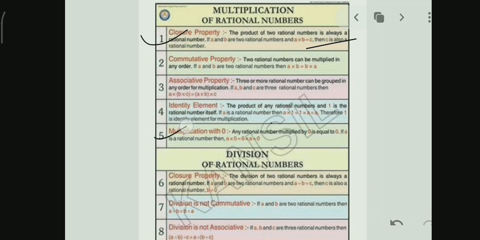And next, the fifth property. Multiplication with 0. So what is that? If you multiply any rational number by 0, it will always give 0 itself. That means if you multiply any number by 0, it will always give 0, correct? So these are the properties based on multiplication.